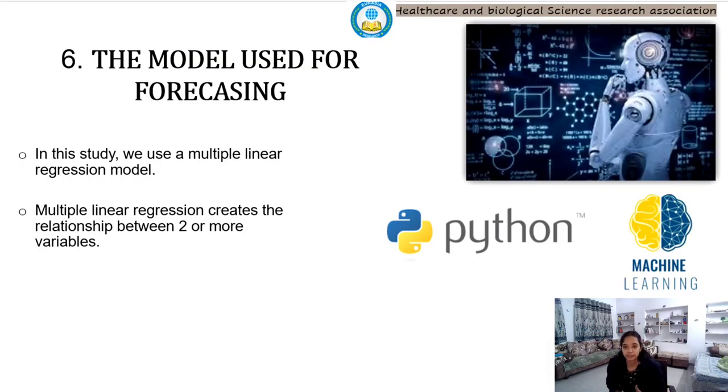Sixth one is the model used for forecasting. In this study, we used a multiple linear regression model of machine learning. Multiple linear regression model needs more than one independent variable and one dependent variable.